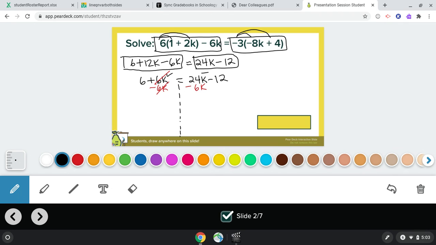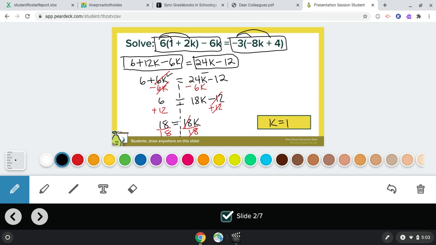I'm left with 6 on the left. And over here, 24 minus 6 is 18k. Bring down the minus 12. Now this becomes just a 2-step problem. So I'm going to add 12 on both sides. That cancels out, and so I'm left with 18 on this side and 18k on this side. The last thing I need to do here is divide both sides by 18 to cancel this. And I get that k equals 1.